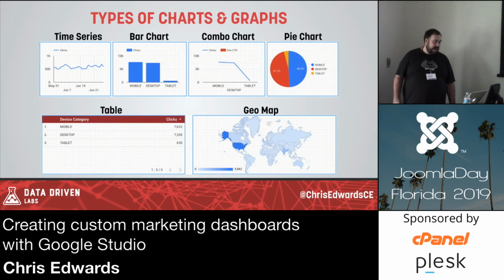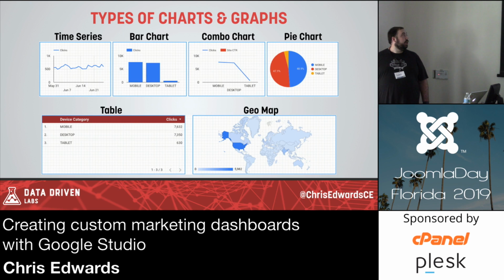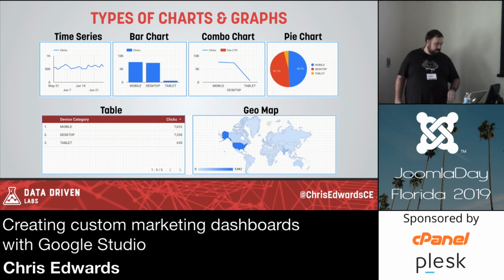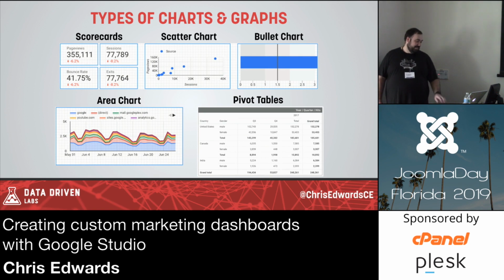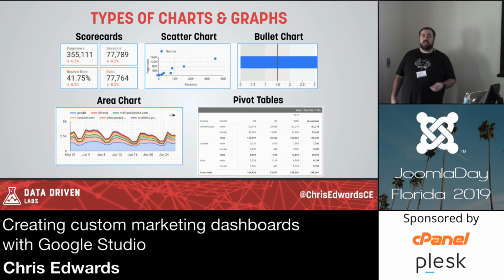So here's the different types you can add. We've got time series, bar charts, combo charts, pie charts, tables, geomaps, scorecards, which are my favorite, by the way. You'll see any dashboard I build has tons of scorecards in them. Scorecards, scatter chart, bullet chart, area chart, pivot tables. A whole bunch of different types of charts and graphs can be pulled in, which allows you a lot of flexibility in what you're setting up. And with all of these, you can change the colors, you can change the look of them. You can really customize these to be your own.